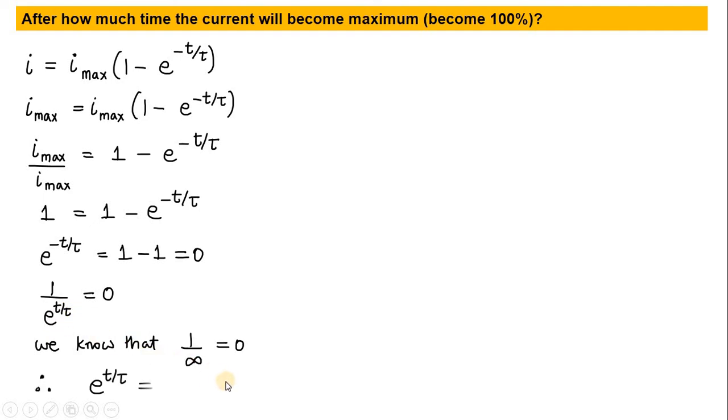So let's write down that e to the power t by tau is infinity. Furthermore, we also know that e to the power infinity must be infinity. Why? Because the value of e is approximately 2.7, and any number greater than 1 raised to the power infinity, that means multiplying that number with itself an infinite number of times, will give infinity. Definitely 2.7 into 2.7 into 2.7 into 2.7, you keep on doing an infinite number of times, you will get infinity. So therefore we can say e power infinity must be equal to infinity.